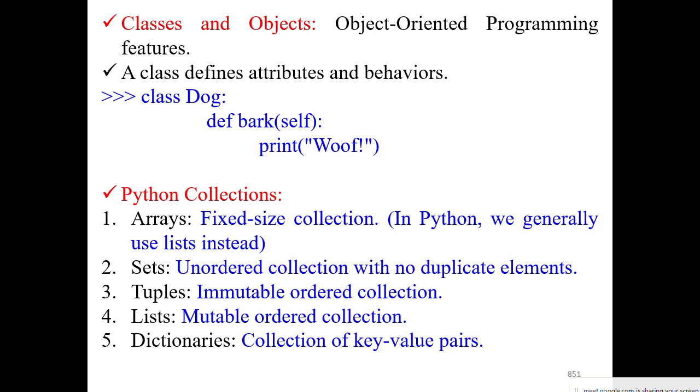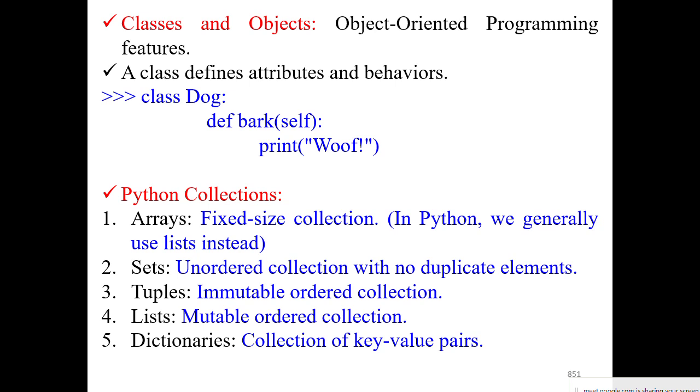Classes and objects are object-oriented programming features. A class defines attributes and behaviors. My class name is Dog. Class names always start with a capital letter D. class Dog, colon. Then again I am declaring a function, def bark(self). It is a constructor, colon. Enter, double tab space, then print woof. If you run the program, it will print woof.